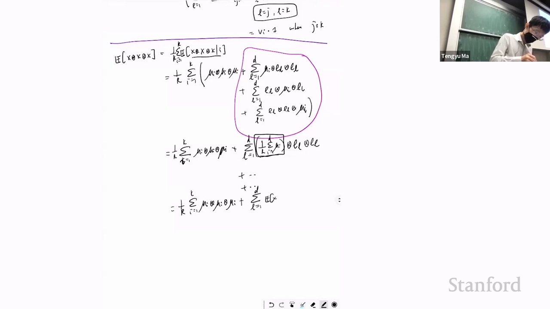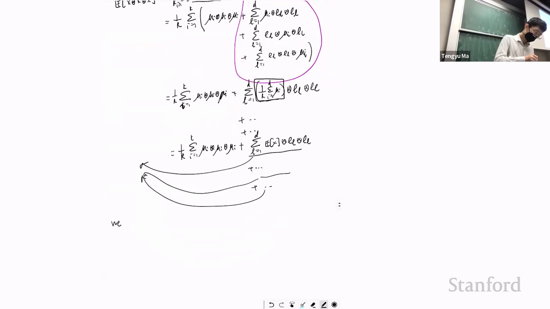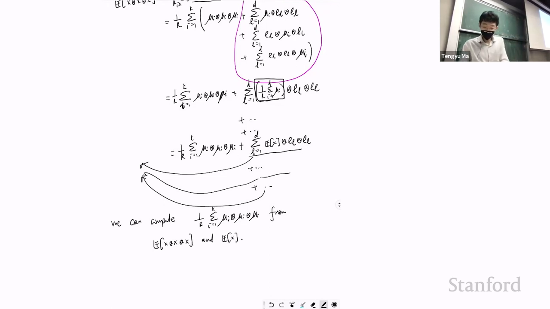Plus something that depends on the first moment of x. So what this means is that you can move these three things to the left-hand side. So basically this means that we can compute this tensor from the third moment and the first moment. So that's basically our interface, right?